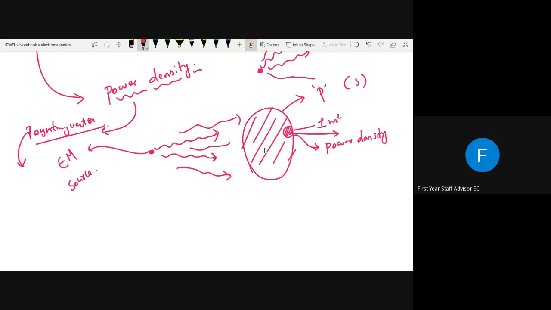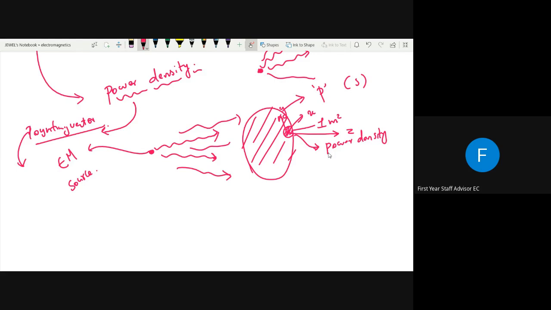The Poynting vector is normal to both E and H. That means if electric and magnetic field vibration is in X and Y direction, then the propagation of electromagnetic wave is in Z direction, and the direction of the Poynting vector also should be in Z direction.